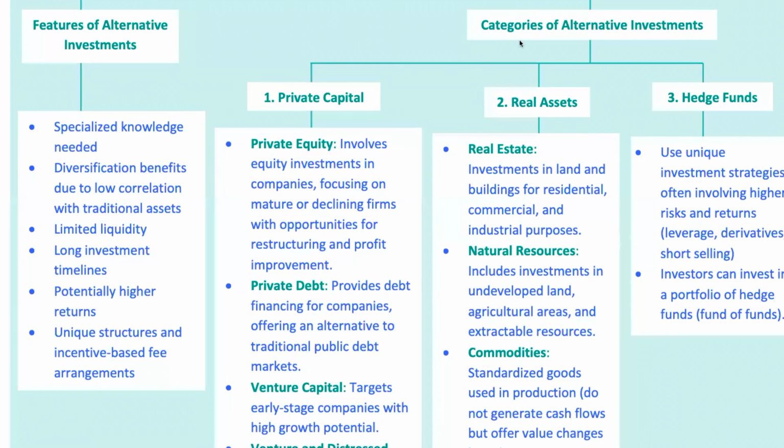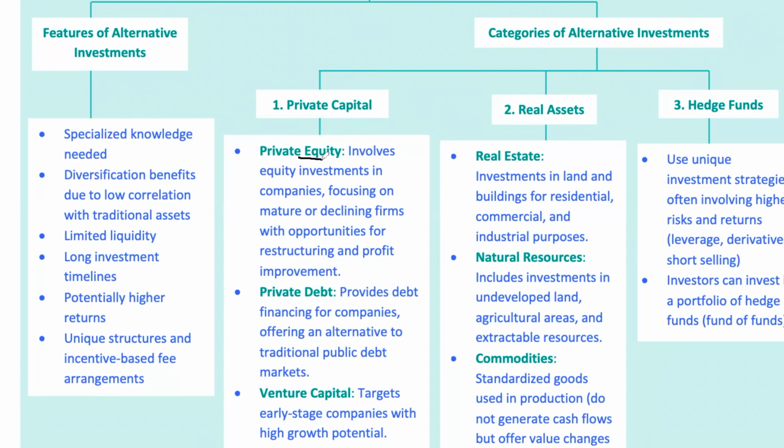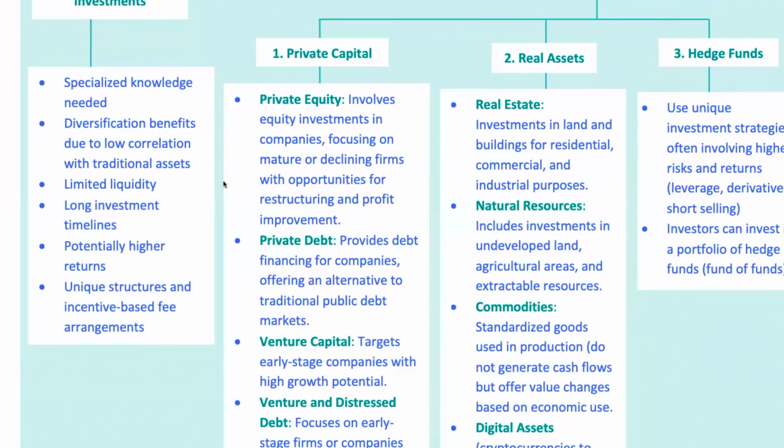Now let's look at the 3 big categories of alternative investments. First, we've got private capital. This includes private equity and private debt, basically funding companies outside the public markets. If you've ever watched a company go private to restructure and relaunch stronger, that's private equity in action. Private debt, on the other hand, is about lending to companies without going through traditional bond markets.